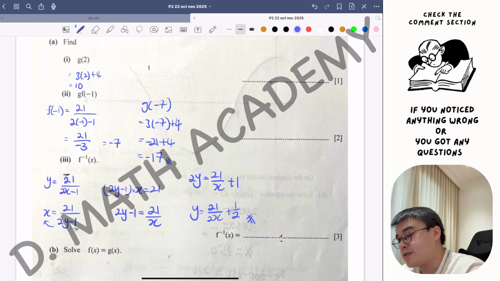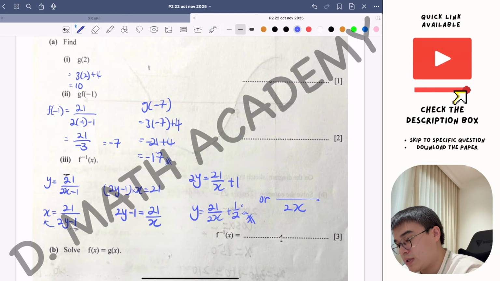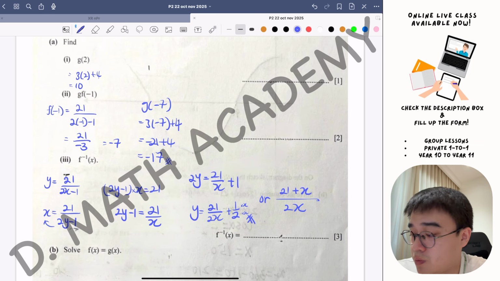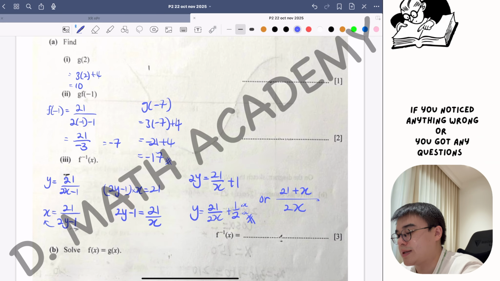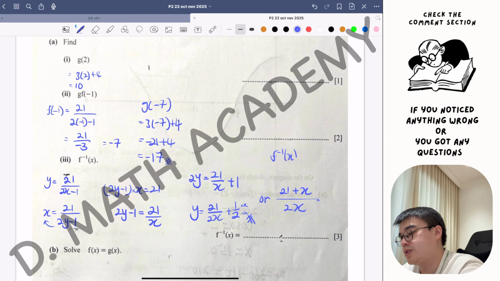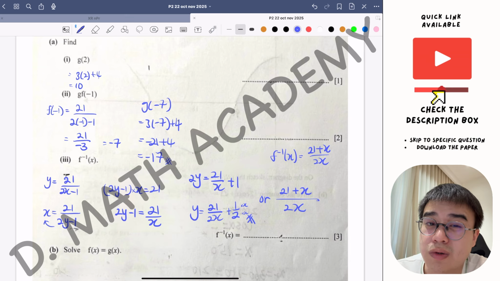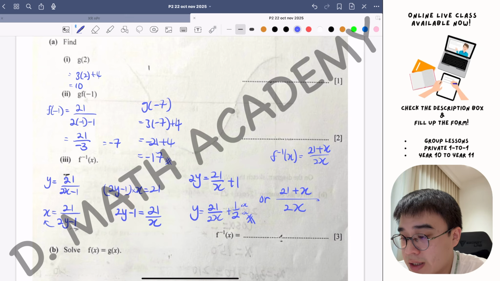If you did make it into a single fraction, you must take note that you will be multiplying an x to the group at the back. So that this part, okay, this will explain why these other answers that I wrote down here will also be accepted as your function inverse. Okay, but which one to write, I think is totally up to you. Because both are correct anyway.